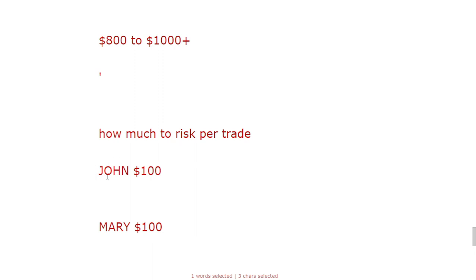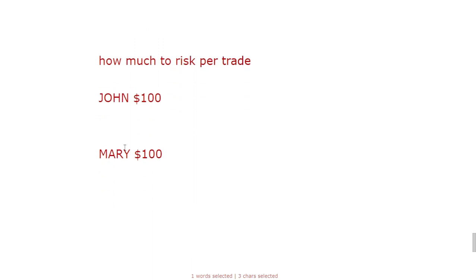So I've got two people here. Let's say we've got John and Mary, and both have got $100. John risks about 25% per trade, and Mary only risks about, let's say, 10% per trade. Let's say John enters 4 trades on one signal, and if those trades were to lead into losses, how much would John lose and how much would Mary lose? So let's try to calculate that.